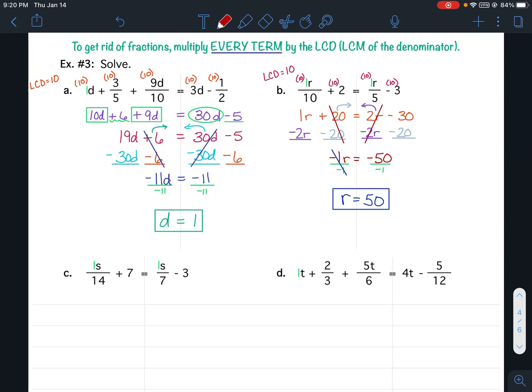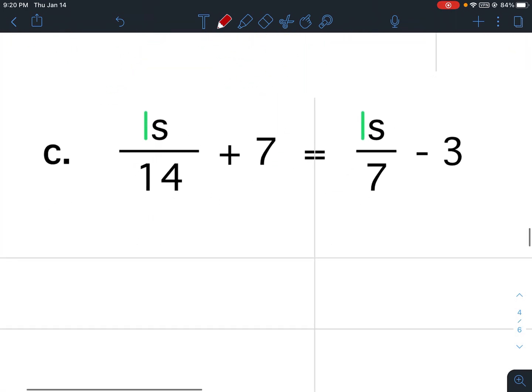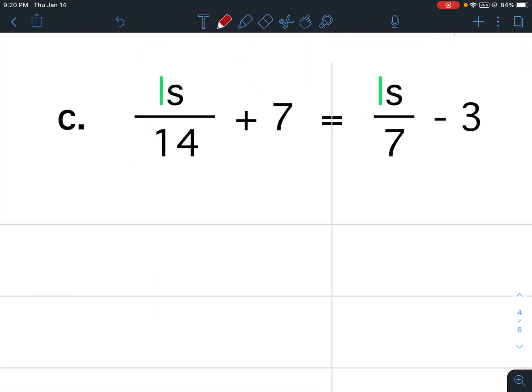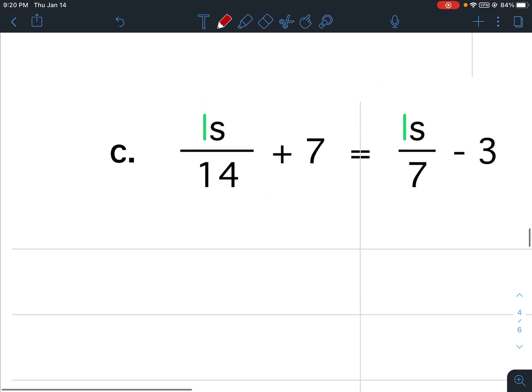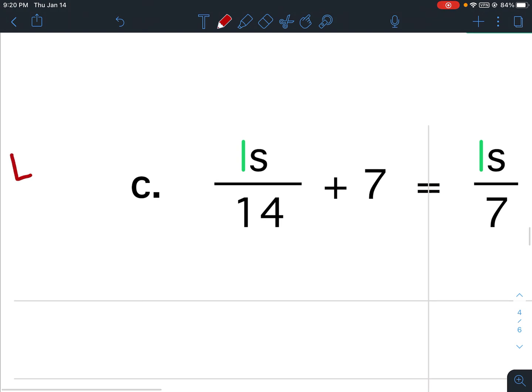Solving multi-step equations, lesson 8 notes. Example number 3 continued. So we want to get rid of the fractions by multiplying every term by the least common denominator, which is the least common multiple of the denominators. So my denominators are 14 and 7. Does 7 go into 14? Yes, it does. So my LCD, my least common denominator, is 14.